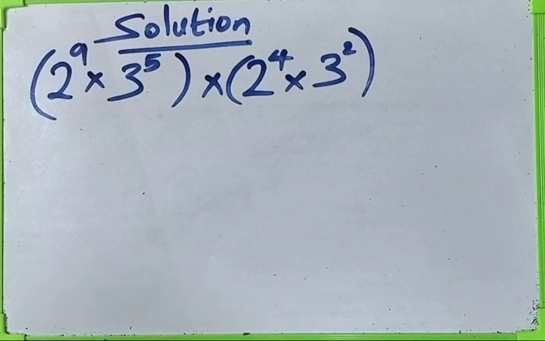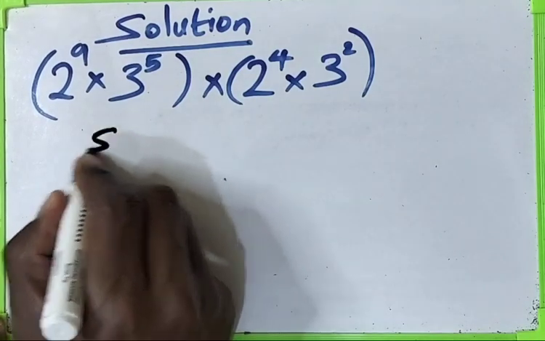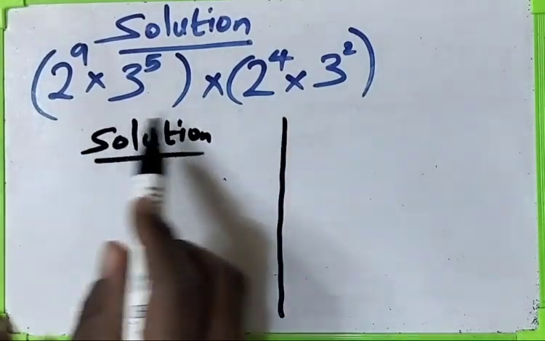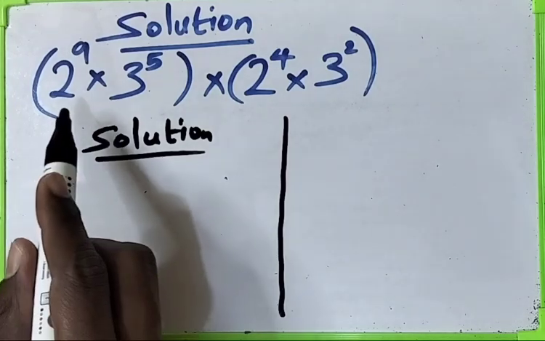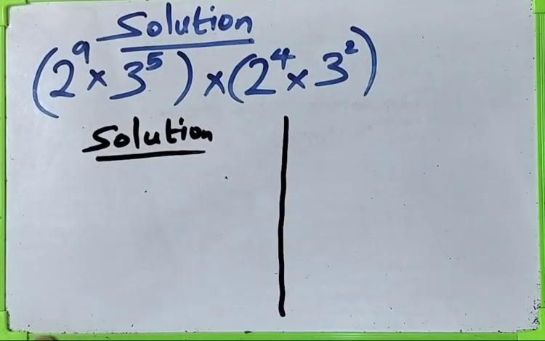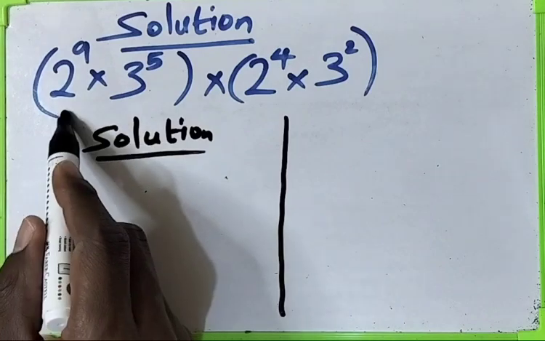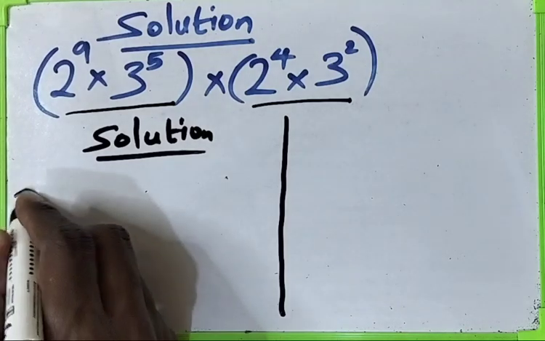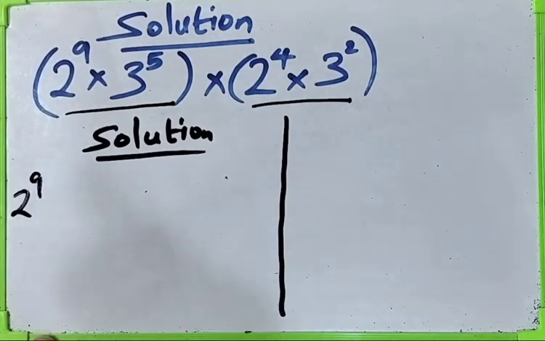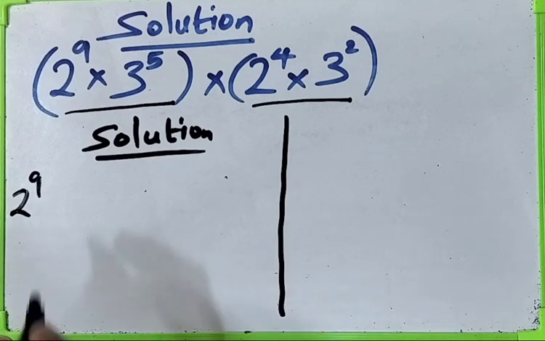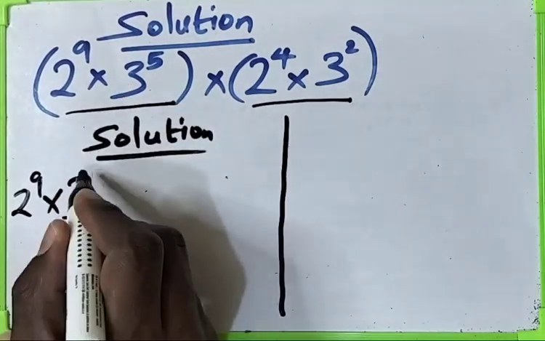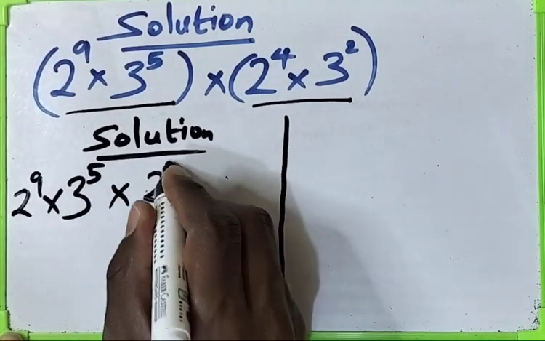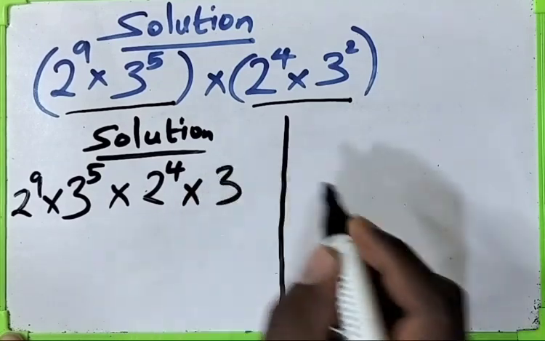So, solution. We begin with the first bracket and we try to open that bracket, of course, with the second bracket. So in this case, all these have been multiplied by all these. So we can open the bracket and say 2 power 9 times 3 power 5 times 2 power 4 times 3 power 2.